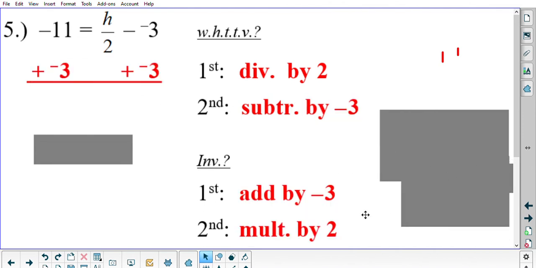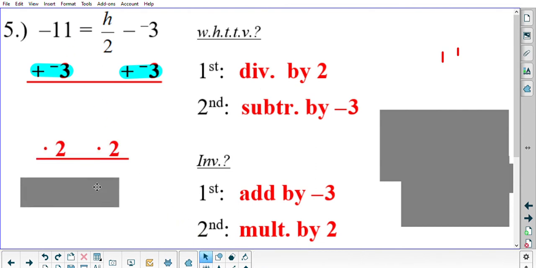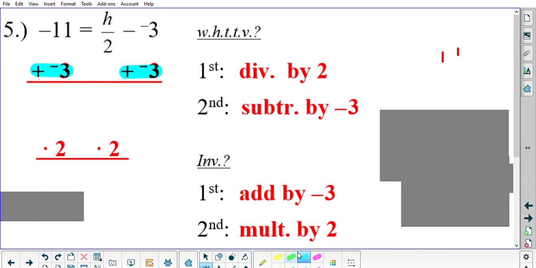Did you do the first inverse first? Add by negative 3. Please line it up properly. One of them should be underneath the minus negative 3. The other one should be underneath the negative 11. Then later you will multiply by 2. Again, try to make sure you have it lined up properly. The equal sign is the invisible wall. You better do it on both sides of that equal sign.